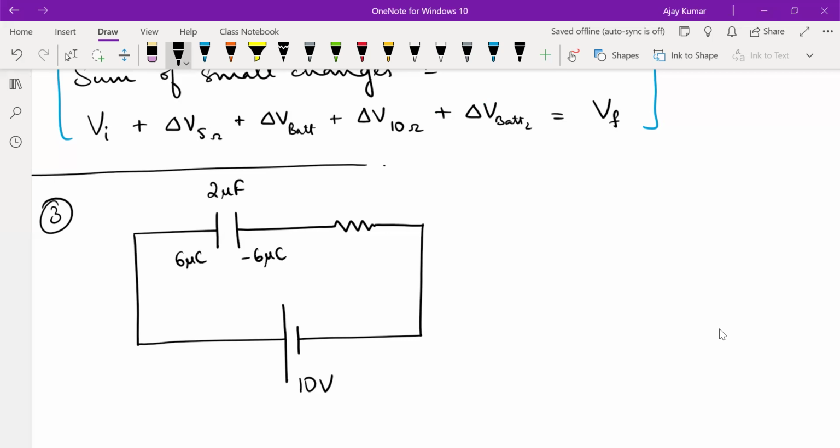The capacitor has some charge on it. Then this resistance, let's take it as 2 ohms. And assume this point of the circuit is earthed. If you earth some point of a circuit, it means the potential there is 0. So we know potential at one point. The question is to calculate the potential at this point and also the current flowing in this circuit. Try this, all of you.